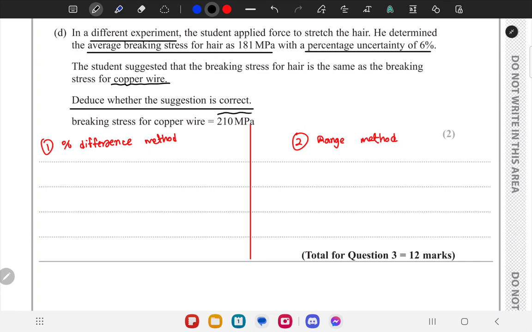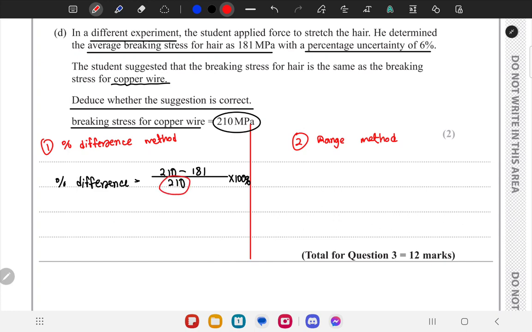we'll find the percentage difference of these values. The values we are comparing are the breaking stress for copper wire, which is 210 megapascal, and the breaking stress of the hair, which is 181 megapascal. So the percentage difference in this case will be 210 minus 181 divided by 210 multiplied by 100.